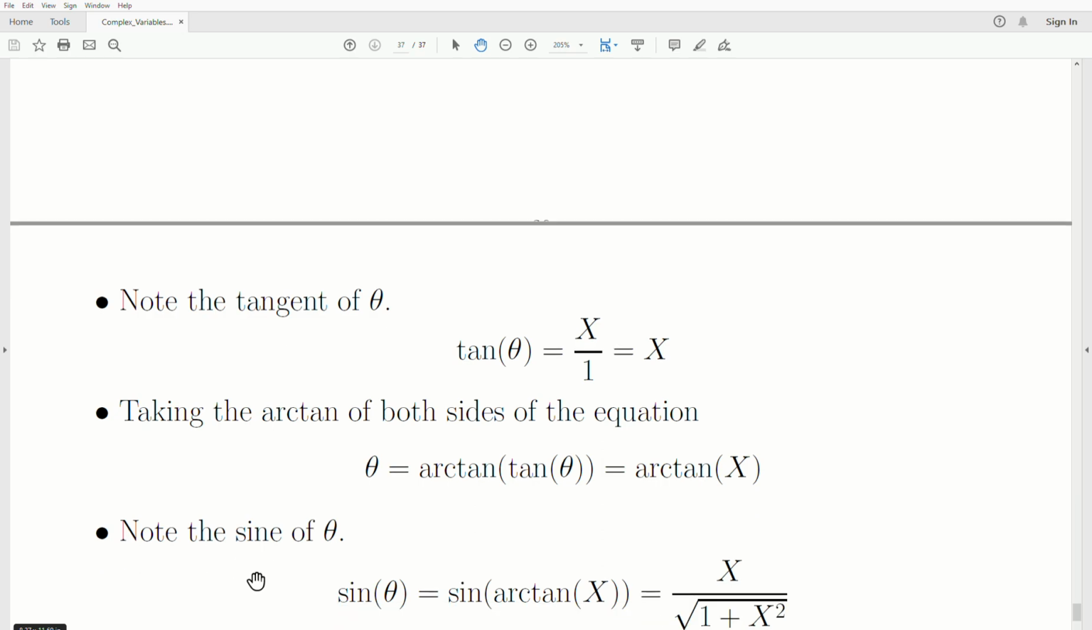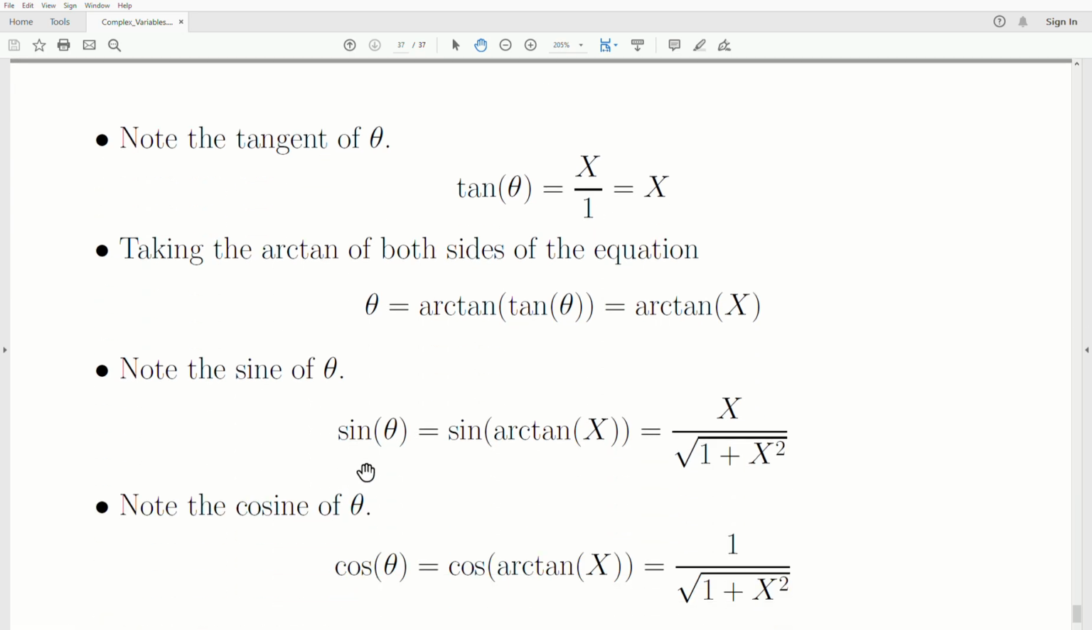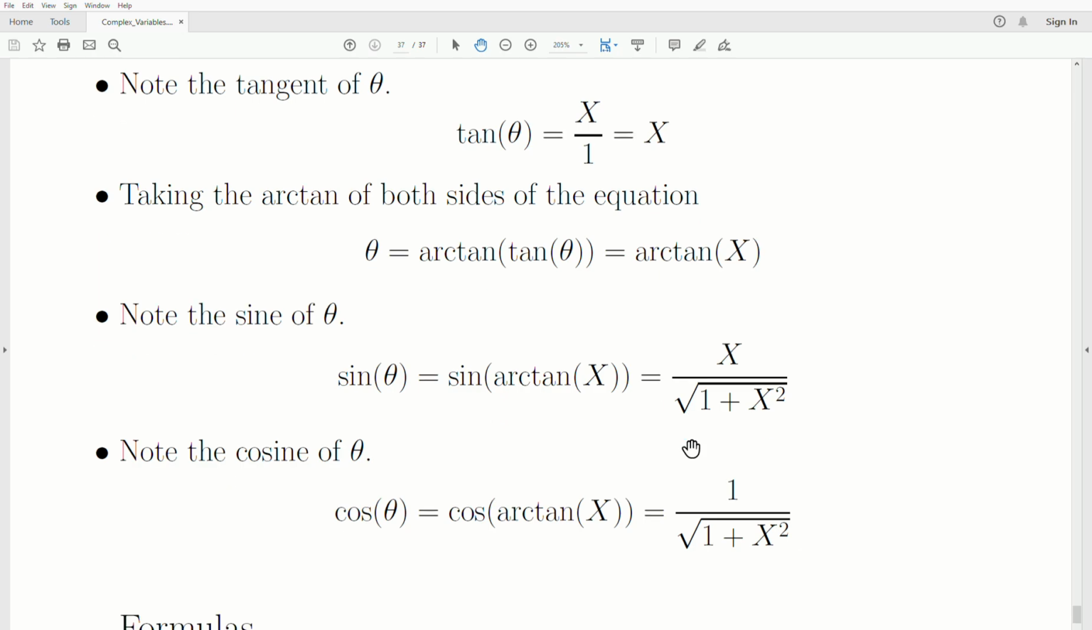Now let's note the sine of theta, right? If we were to just look at the triangle, we'd say, oh, that was opposite, x, over the hypotenuse, square root of 1 plus x squared. But if we plug in what theta is, the arctangent of x, we can put that there. That's the sine of the arctangent of x is equal to this. And that was actually one of the formulas we wanted to derive.